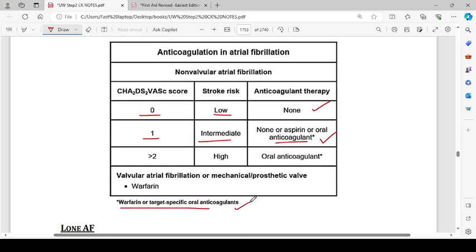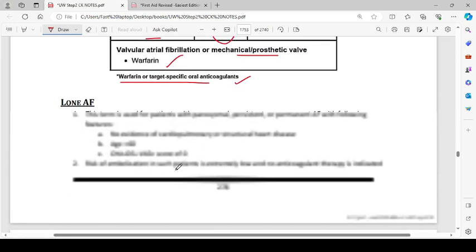Warfarin or target-specific oral anticoagulants can be given. And if the score is 2 or more, there is a high stroke risk and we have to start an oral anticoagulant. If valvular atrial fibrillation or a mechanical prosthetic valve is present, in such situations warfarin is administered.